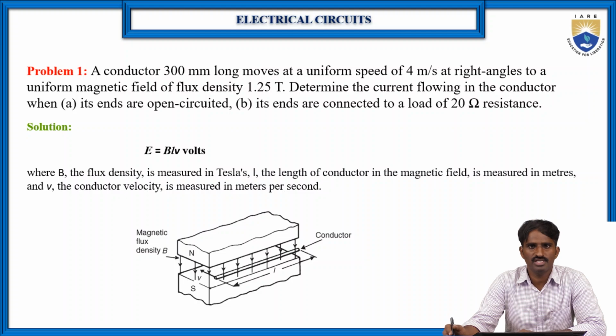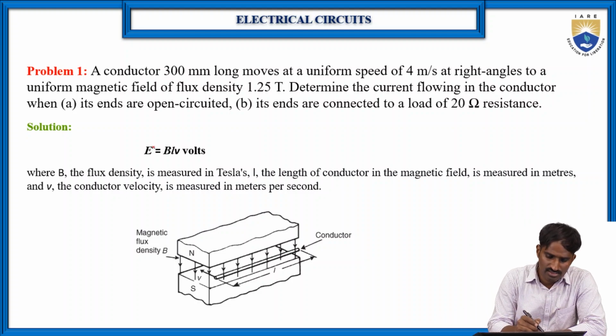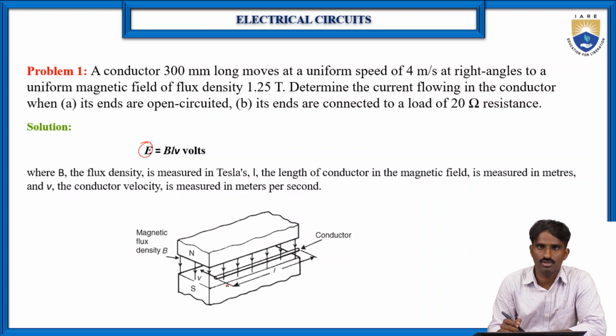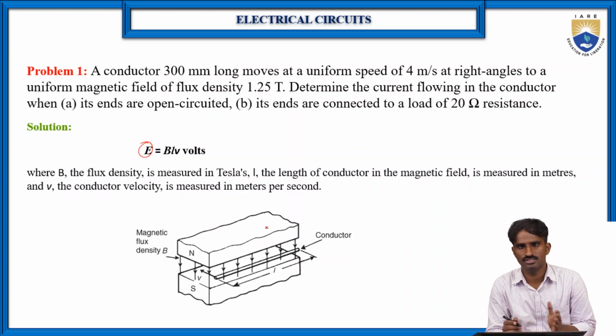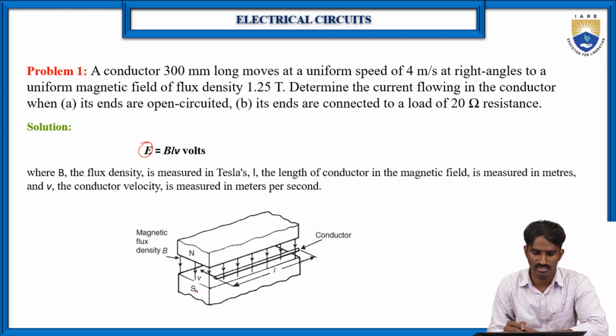So what is the relation here? The induced EMF across the coil is E = B L V, which means you are moving the coil in between the field. How are you producing the field? Let us consider you have two magnets, one with the north pole and another with the south pole. There will be a flux density, or magnetic field density, in between these two plates.